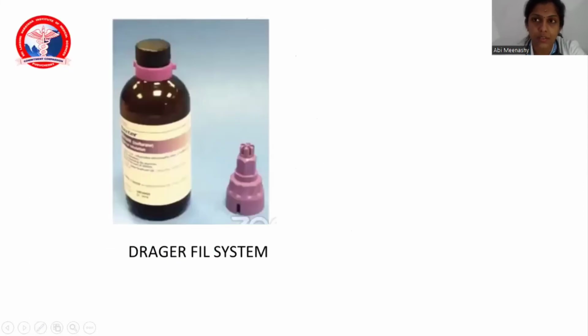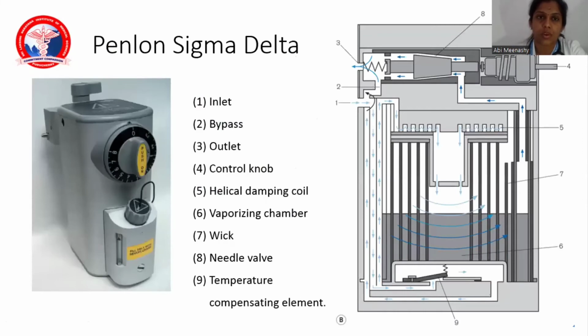Okay, what is the filling system for a Dräger? It comes with a Dräger fill system. It is more or less similar to your easy fill. It comes with a nozzle. Okay, next type is your Penlon Sigma Delta.